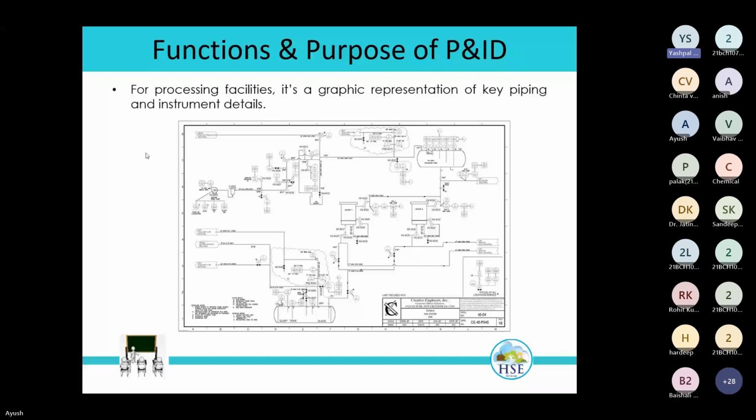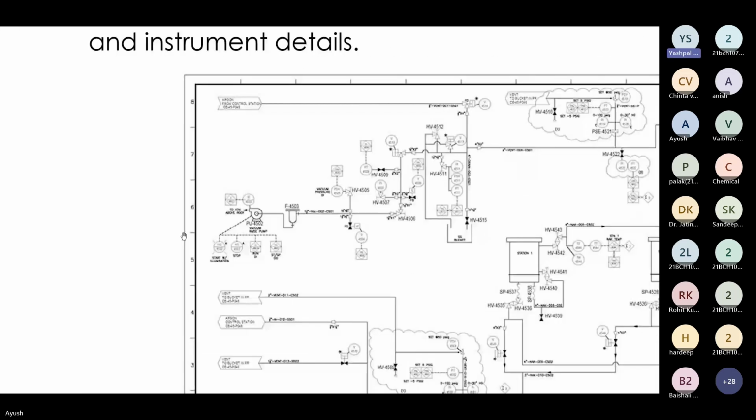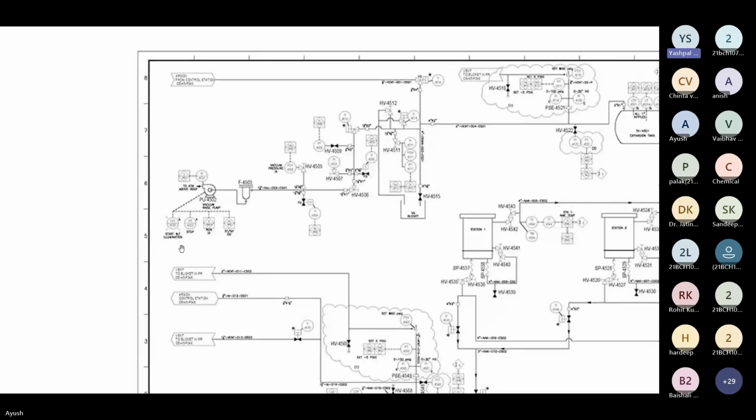So function and purpose of P&ID. For processing facilities, it's a graphical representation of key piping and instrumentation details. So you can see from this P&ID, Ayush, please zoom in so that it's easy to see. So from the P&ID, you can see if you start from the left side. Let us take only one part of this P&ID as an example to understand it. If you see, there is one pump on the left side, the tag number of the pump is PU4502.